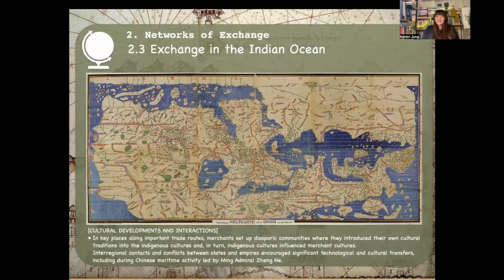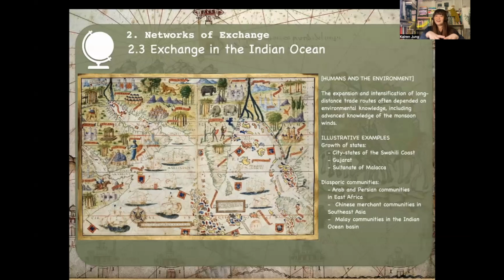Now, this is a map of that entire area, and in key places along important trade routes, merchants set up diasporic communities where they introduced their own cultural traditions into the indigenous cultures, and indigenous cultures influenced merchant cultures. You had interregional contacts and conflicts between the states and empires, encouraging significant technological and cultural transfers, including during Chinese maritime activity that was led by Ming Admiral Zheng He.